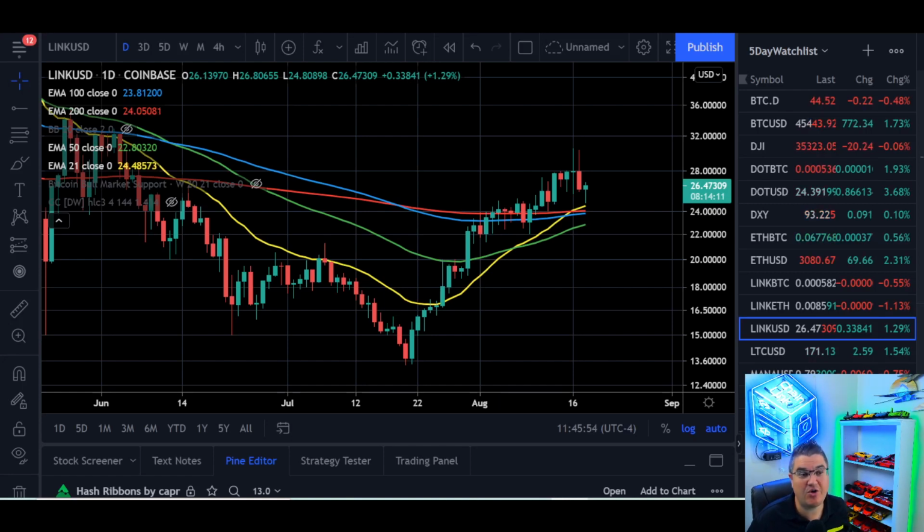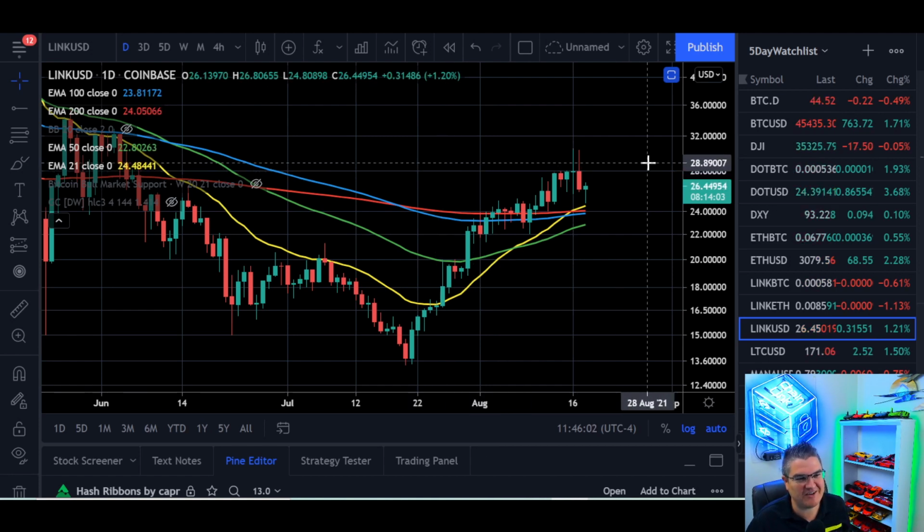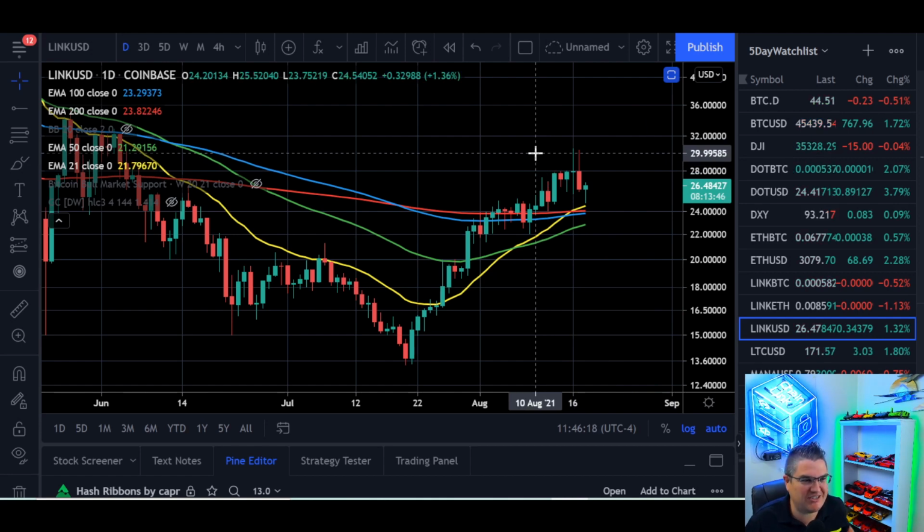Today we're going to talk about Link. We're going to look at Chainlink on the daily chart against the US dollar, and on the weekly chart. We're going to look at the Gaussian Channel and some RSI movements, and see what levels we could potentially be looking at to the downside if we are to initiate a pullback. Let's just start right now.